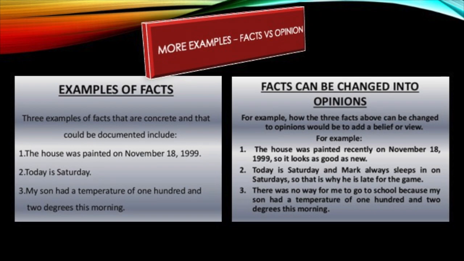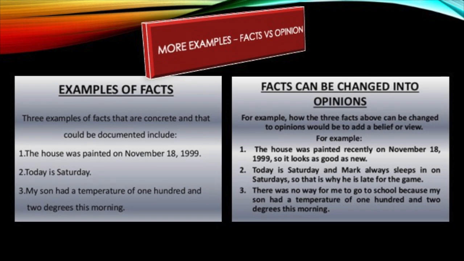Let's look at the second sentence. It says, today is Saturday. If somebody were to convert this fact and state it as an opinion, one would say, today is Saturday and Mark always sleeps in on Saturdays, so that is why he is late for the game. Even though somebody is talking about Mark's reason for being late for the game, it is not a fact because it cannot be verified. However, today is Saturday. This is verifiable and a fact.